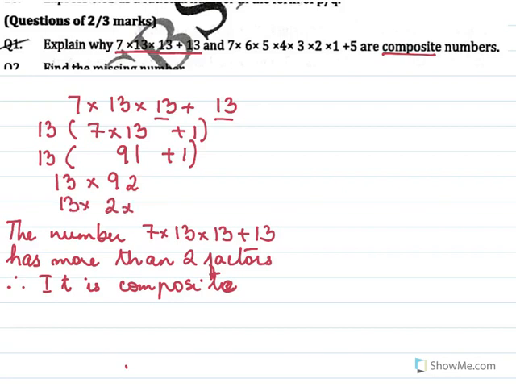Here, 13 into 92 can be done as 2 into 46. See, it's 3 numbers, it's 3 factors. Now the same thing we need to do for this number. So we have to show it is composite.